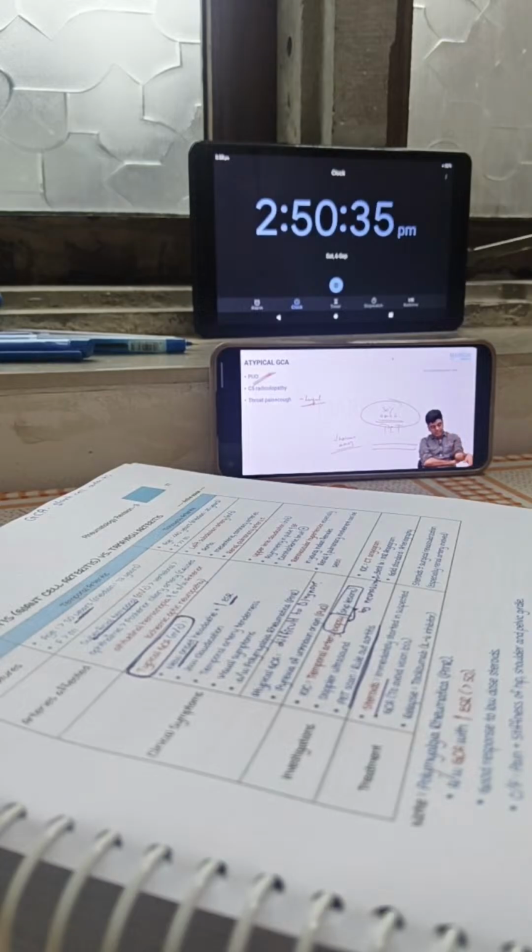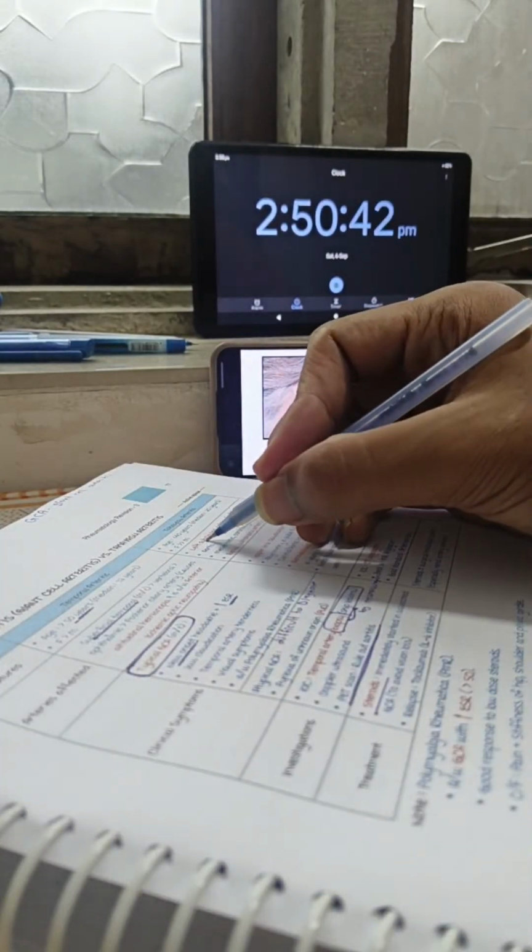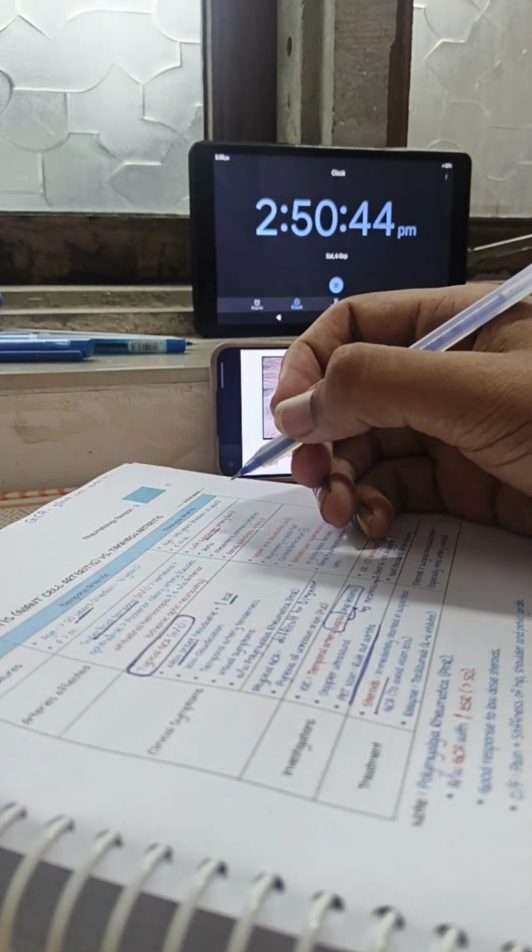Okay, GCA responds very well to steroid, but with a tapering dose of steroid, there have been relapses. That time we are trying to think of treating with an interleukin-6 inhibitor, that is tocilizumab. So tocilizumab is also coming up in a big way in GCA.